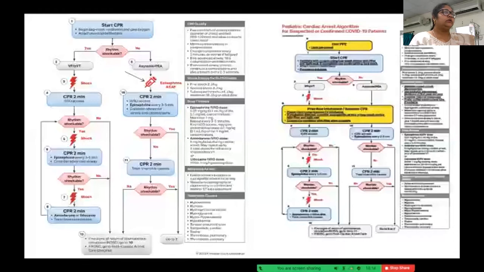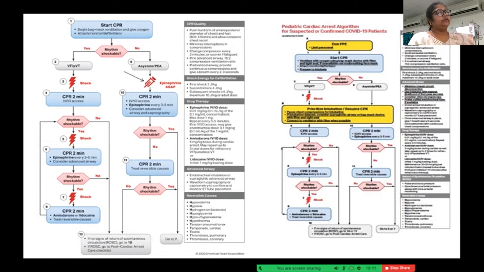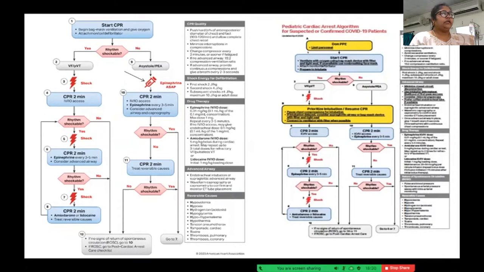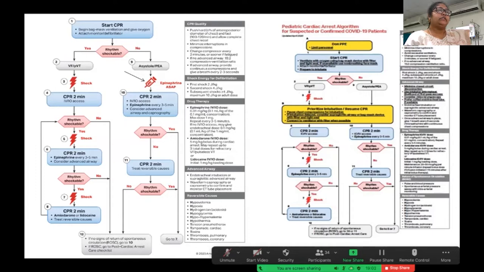So this was the schedule we had. The algorithm on the left side was the 2020 AHA BLS pediatric protocol, where we have to recognize a shockable rhythm or a non-shockable rhythm and then give CPR, and of course adrenaline has to be given as soon as possible. But then COVID-19 came and it changed everything. So the yellow things written on the flow chart on the right side are the changes which AHA recommended in 2021. So we have to don PPE as soon as possible, and also prioritize to intubate the child and decrease aerosol generation and aerosol exposure to the healthcare worker.